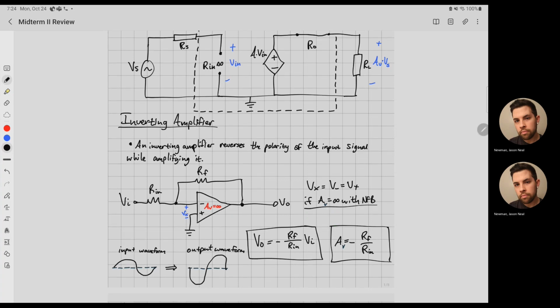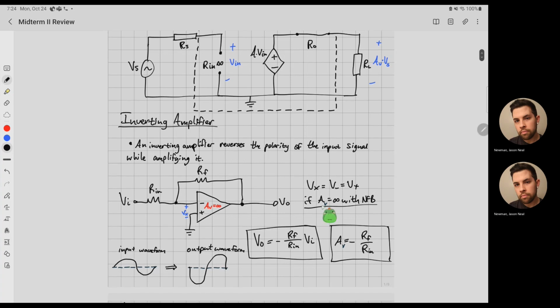Basically, this is going to be true for all ideal op amps. If gain is equal to infinity with negative feedback, then the input voltages here and here are going to be equal to each other. Negative feedback basically is just saying you have some portion of this output coming back through this feedback resistor RF back into the input, right? And it's negative feedback because it's going from the output right back into this negative terminal.